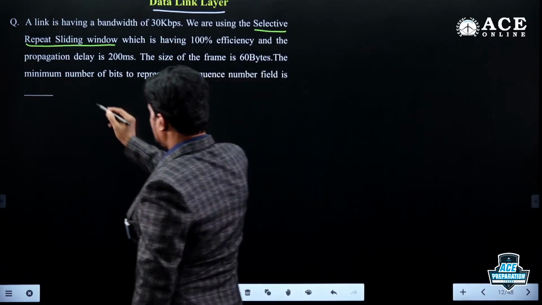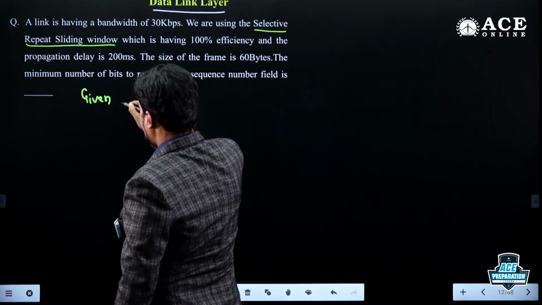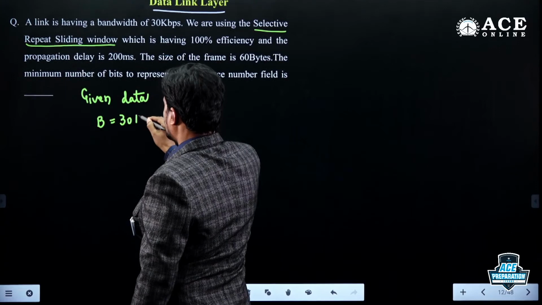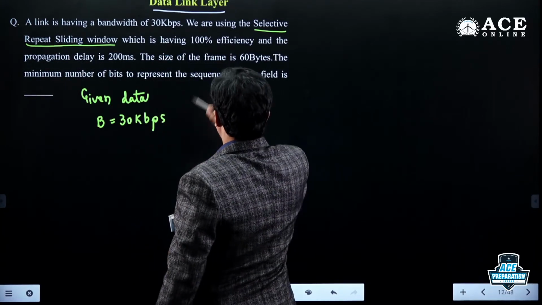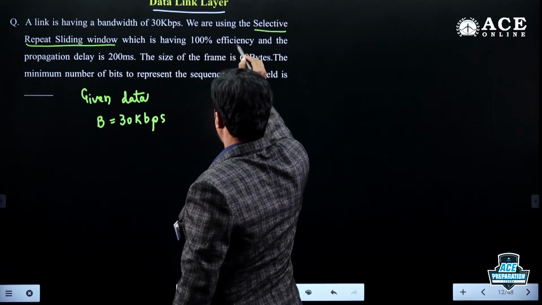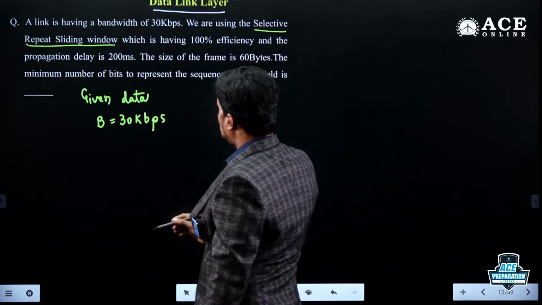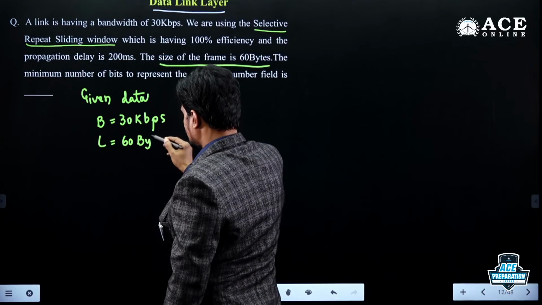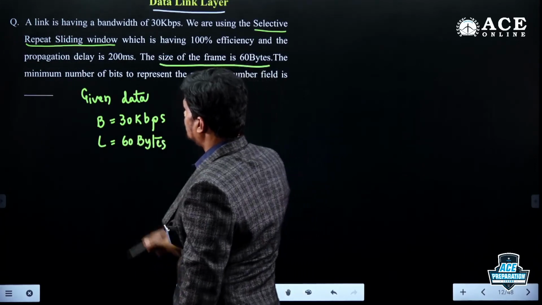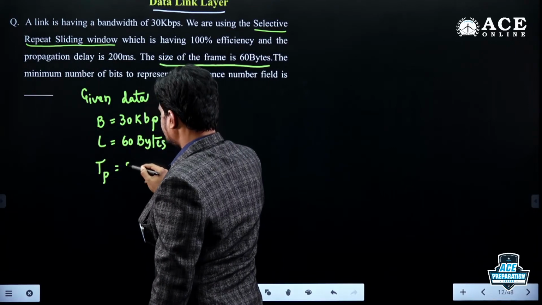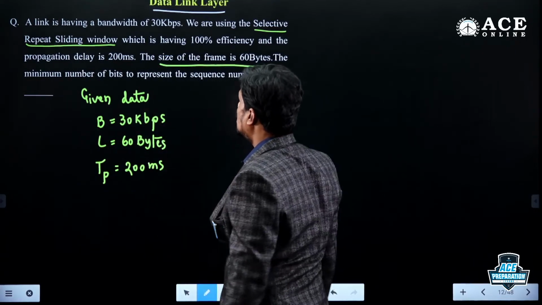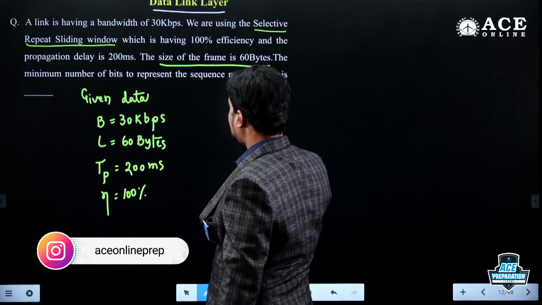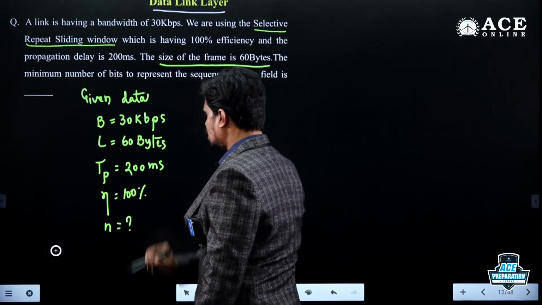So what is the given data here? Bandwidth B is 30 kilobits per second. We are using the selective repeat sliding window, which has an efficiency of 100%. Packet size or frame size L is given as 60 bytes. And the propagation time TP is given as 200 milliseconds. The number of bits in the frame sequence number field, small n, we need to calculate.